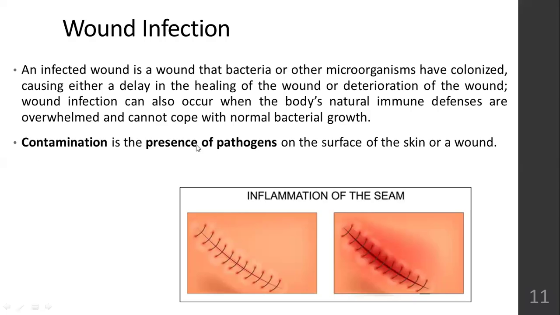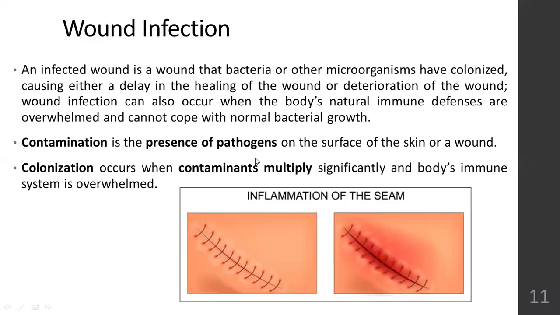So contamination means there are pathogens, there are microbes on the surface of your skin or a wound. That is contamination. We call it a contaminated area. Contamination is just the presence, but in colonization, they have started multiplying. The existing number of pathogens have started multiplying significantly, so much so that your body's immune system is overwhelmed. They are not able to bring down the infection. That is the difference between contamination and colonization.